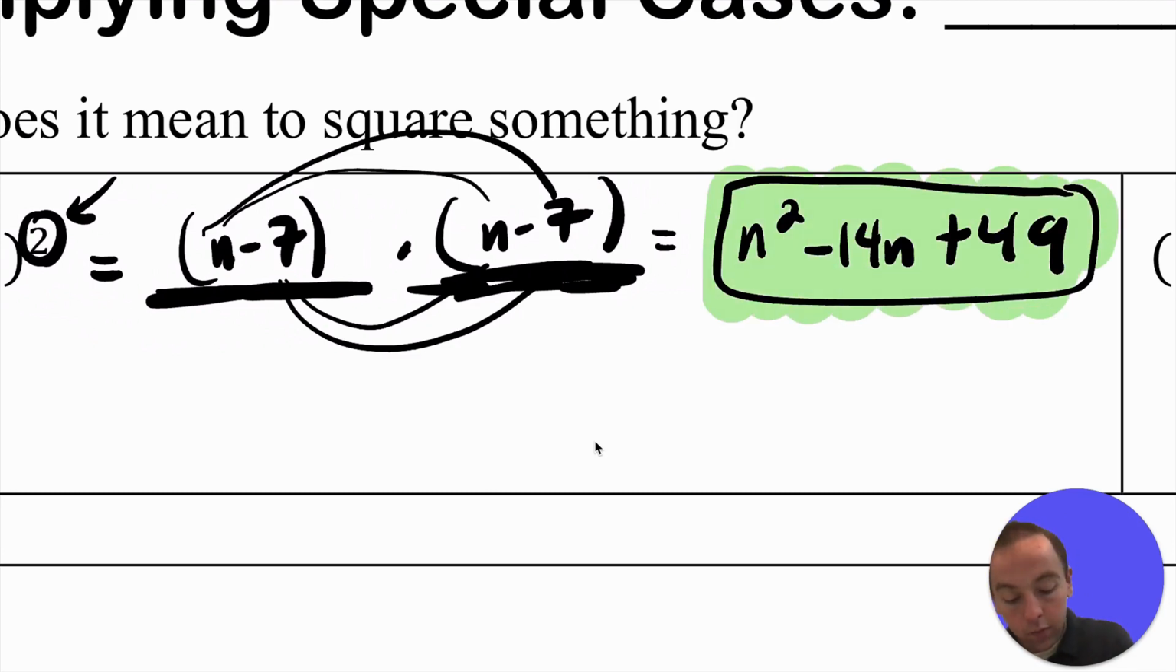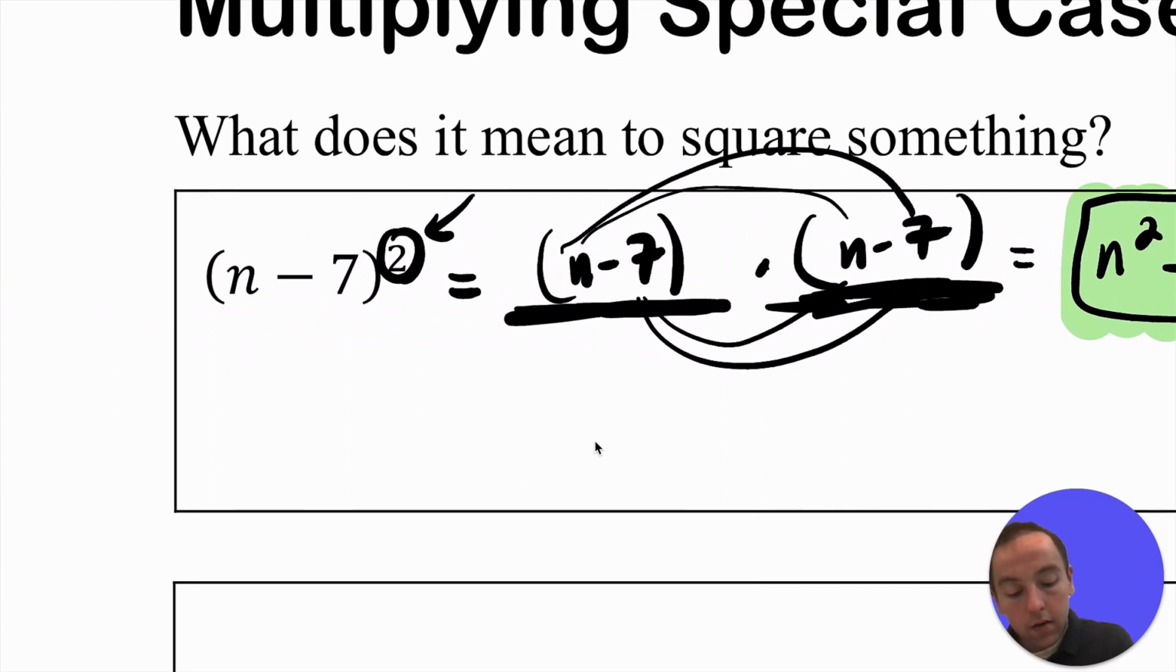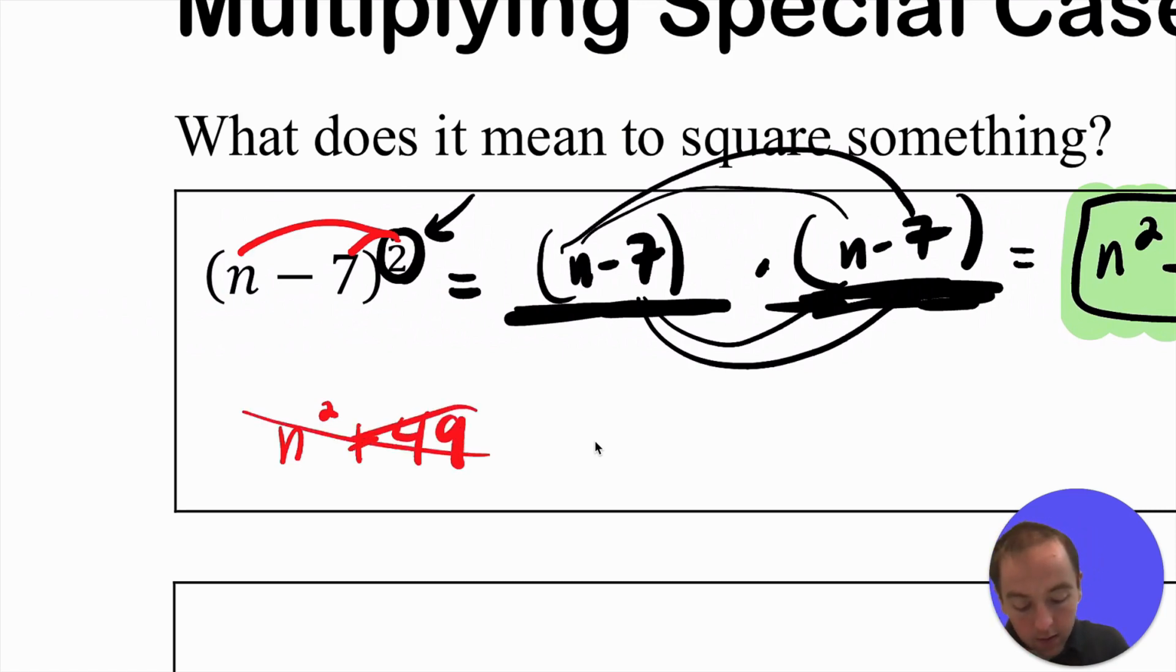A common misunderstanding that may happen from time to time is thinking, can I just distribute the 2 to both things and make it n squared plus 49 or something like that? And the answer is no, we can't, because that's not what an exponent does. An exponent doesn't multiply. An exponent tells you how many times you're supposed to multiply something with itself.